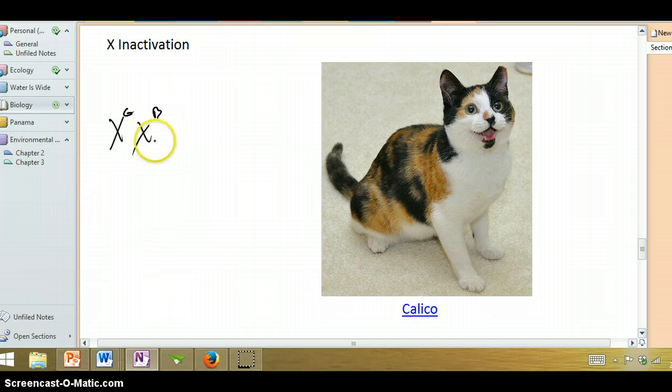So in some cells, they're expressing the X chromosome that has for black, and in other cells, they're expressing the X chromosome for the gold or yellow color. So they end up as this patchwork of different brown and yellow gold colors based on which X is being expressed. So essentially the cells in the skin here are expressing the G, and here they're expressing the black gene.